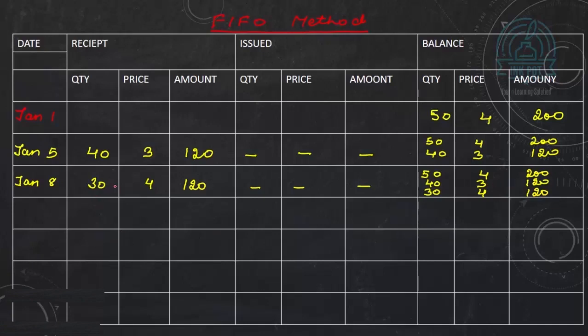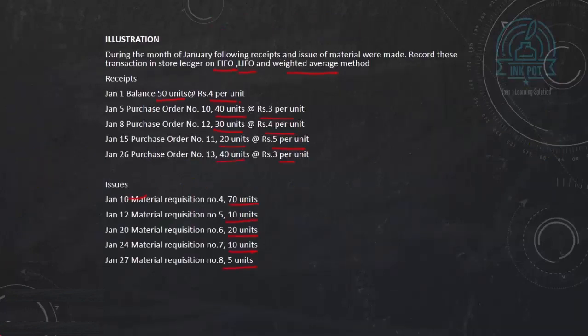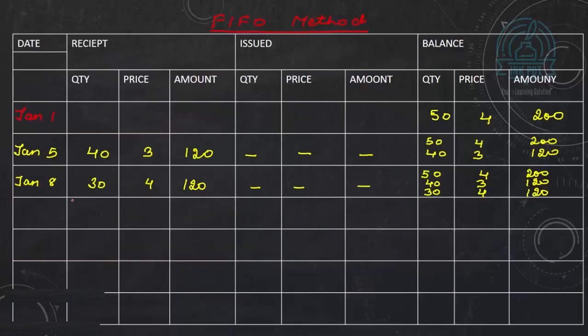Now, as on Jan 10, next transaction is on Jan 10. See, January 8 and then we have Jan 10 transaction, that is we have issued 70 units. On Jan 10 we have not received anything. Now we are going to issue 70 units. So what price are we going to take here?